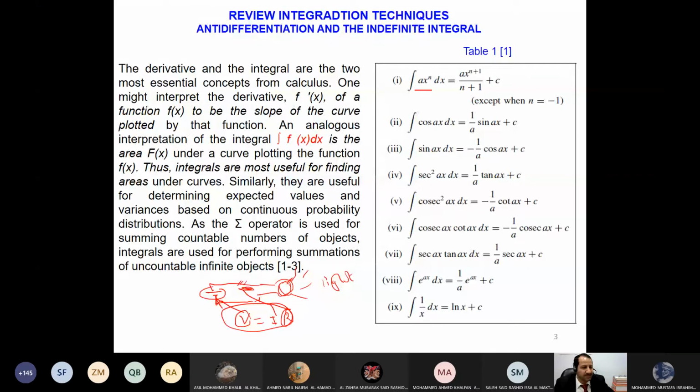Okay, it's fine. So what happened is calculus, which is a branch of mathematics, deals with different operations. One of them is differentiation, and the second one is integration, one opposite to the other.